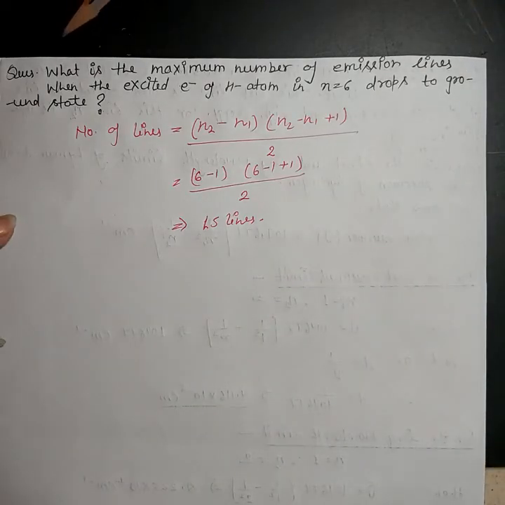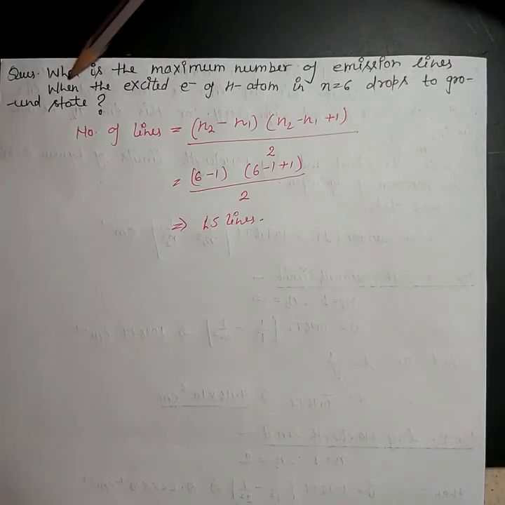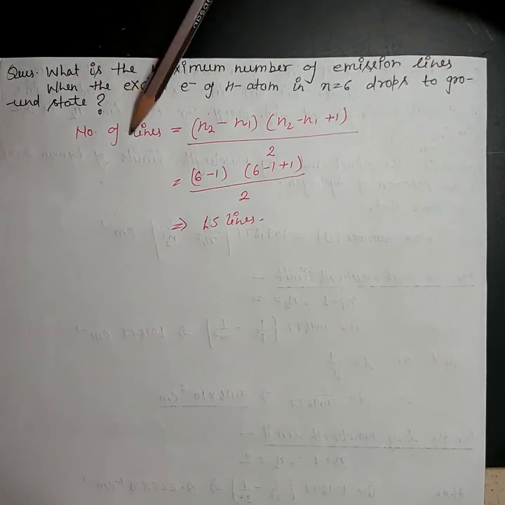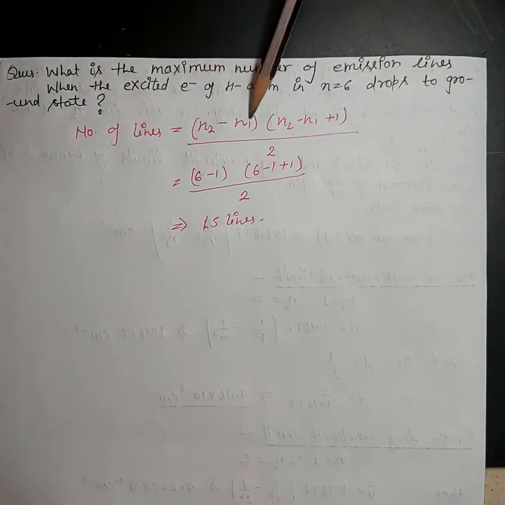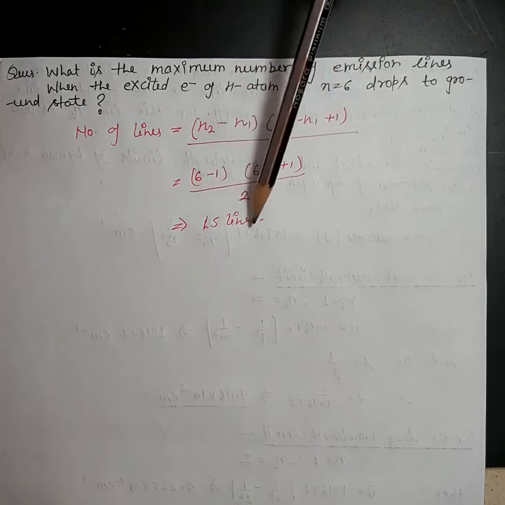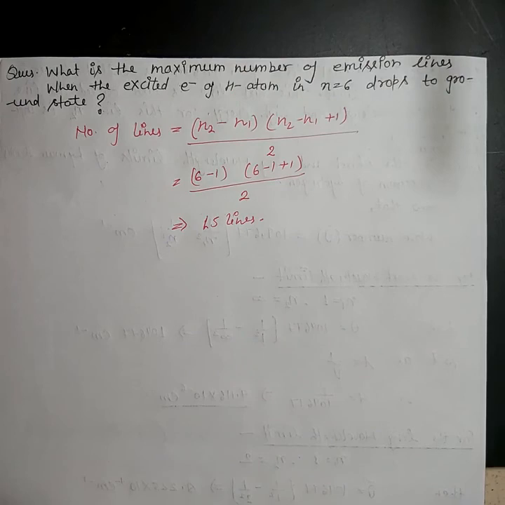So here I have written a numerical. What is the maximum number of emission lines when the excited electron of a hydrogen atom in n equals 6 drops to the ground state? Ground state means the first shell. Okay. So here n2 is 6 and n1 is 1. So we can easily apply the formula: (n2 minus n1) times (n2 minus n1 plus 1), divided by 2, and we will have 15 lines without drawing the transition. Okay, so this is how you can calculate the number of spectral lines in a transition.